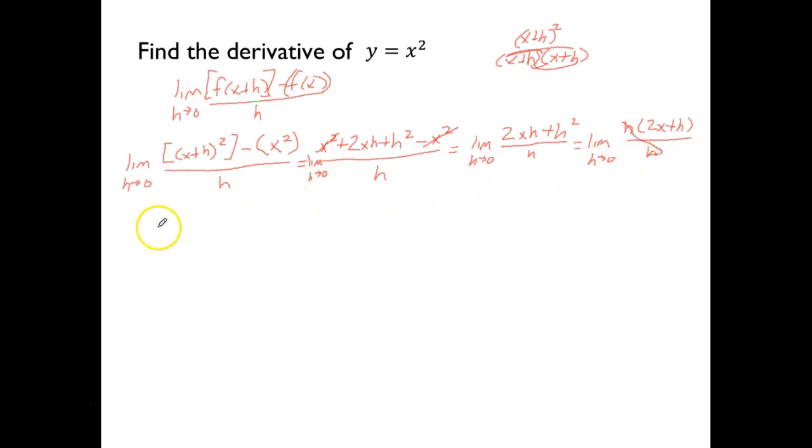And we're left with the limit as h approaches 0 of 2x plus h. Now we can plug in 0, and we get 2x plus 0, which is just 2x.